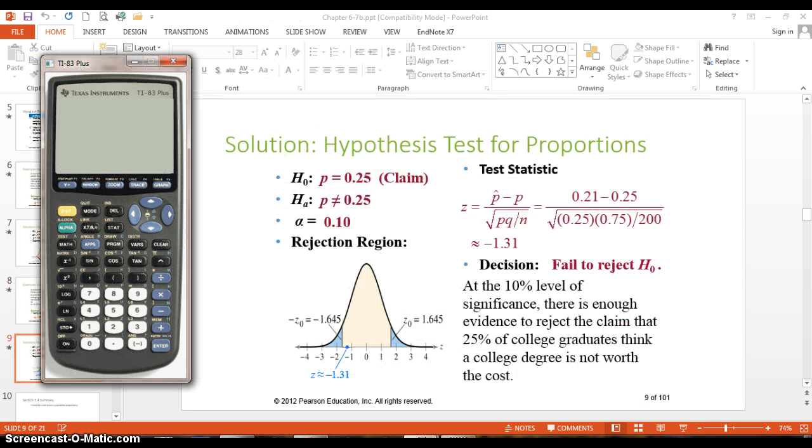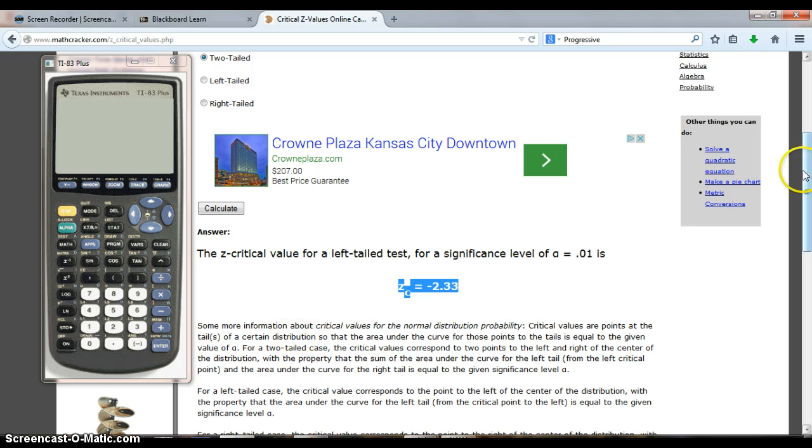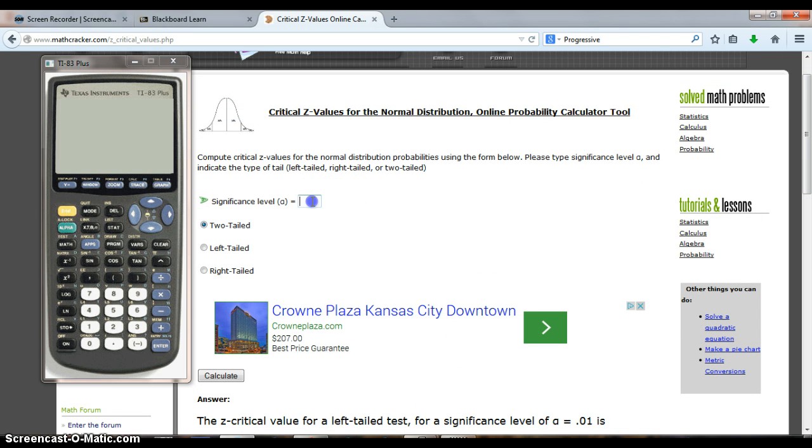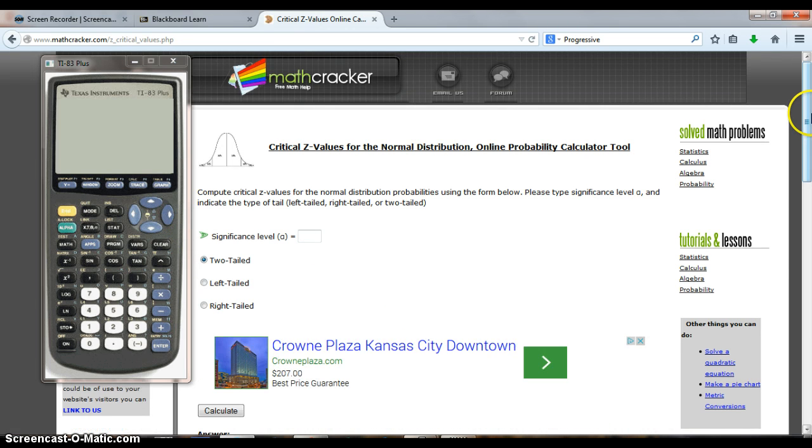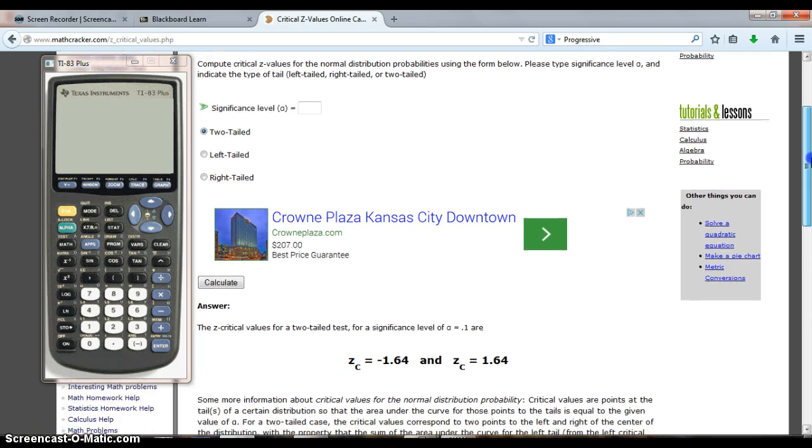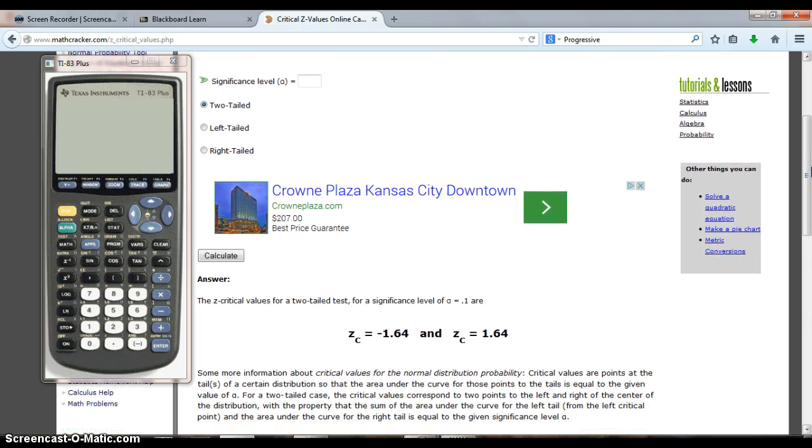So switching over to the next slide, that means that if we think the true proportion is 25%, the alternative would be that it's not 25%. And our alpha level is 0.1, they told us in the problem. Let's double check and see if we can get those same critical values that they did in their slide. So it's a two-tailed test because it's not equals. Our alpha level was 0.1, and it's two-tailed, so we'll hit calculate. And scrolling down, it says the Z critical values are negative 1.64 and positive 1.64. We get the same answer.